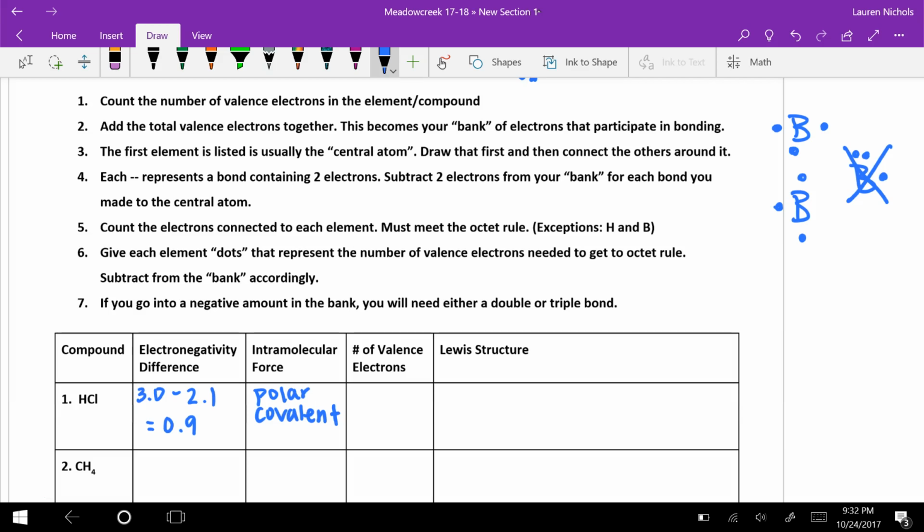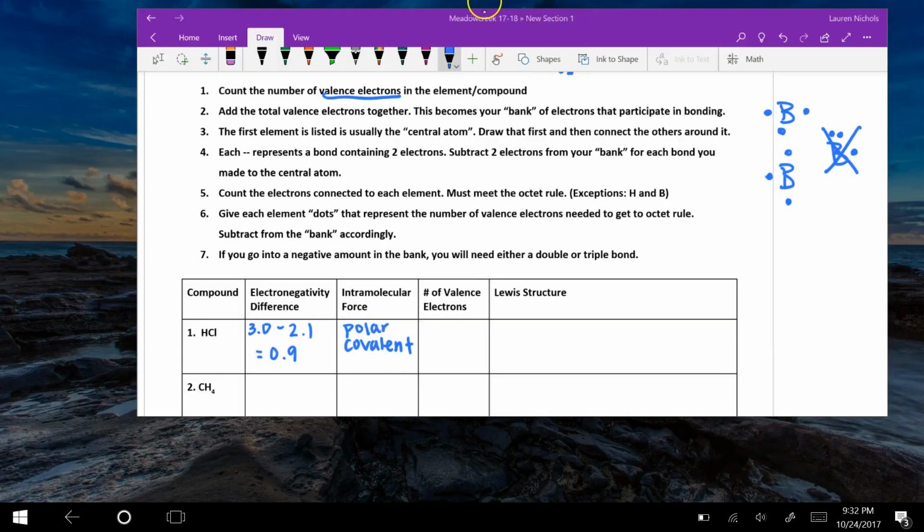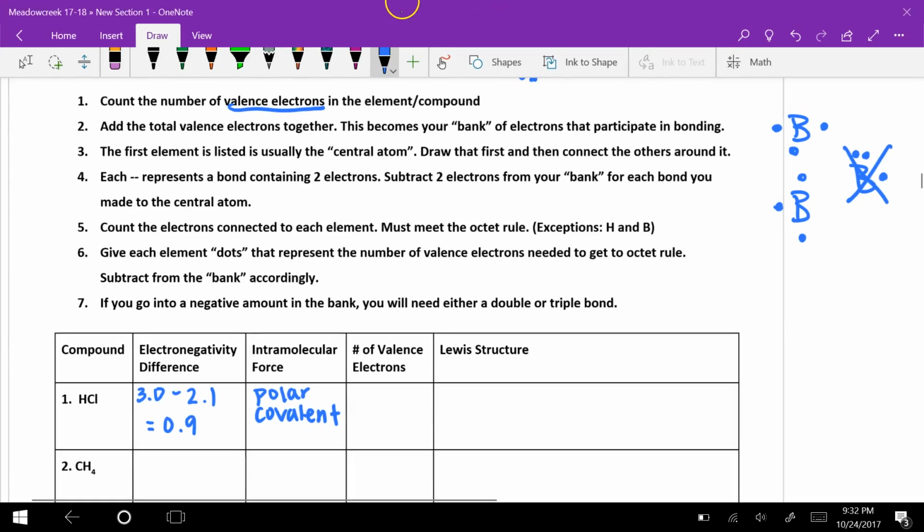And so we have, first thing we need to do in terms of actually drawing the structure according to our steps is count the number of valence electrons in the element/compound. Okay, and so when we do that, we know that we have hydrogen and chlorine. Now our one hydrogen is going to donate 1 valence electron because it's in column 1. Chlorine can donate 7, so altogether we have 8. Now this becomes my quote-unquote bank of electrons that will participate in bonding.